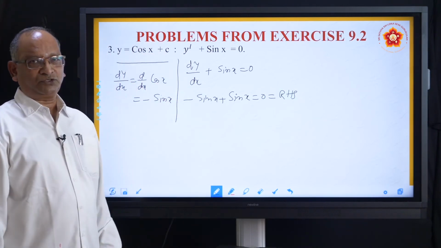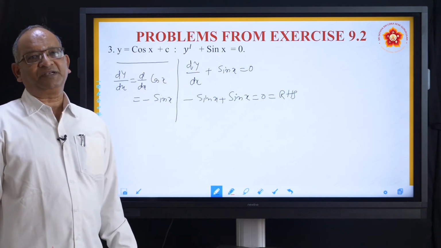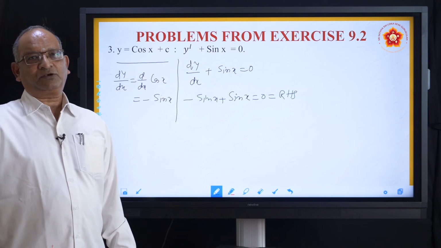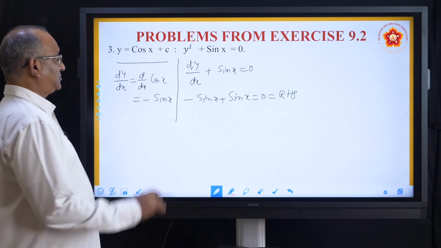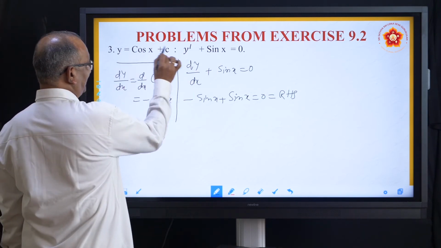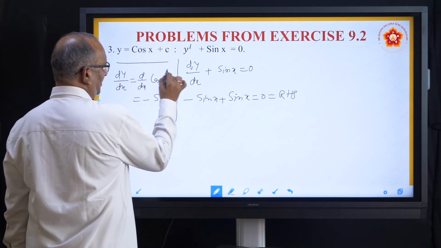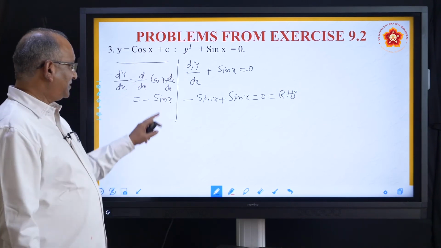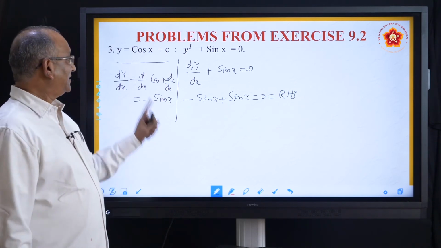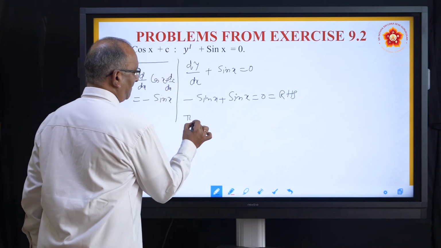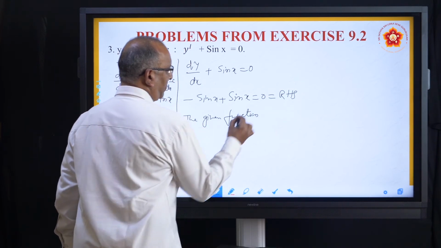Conclusion. What is the conclusion? The conclusion is the given function is a solution of the given differential equation. Sorry, one small thing here. y equal to cos x plus c. What is the derivative of c? d by dx of c, derivative of a constant is 0. So that's why we did not mention it. Okay. So we conclude that the given function is a solution.